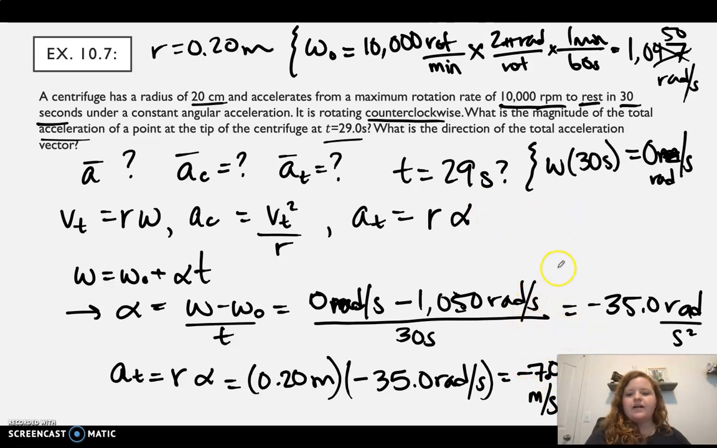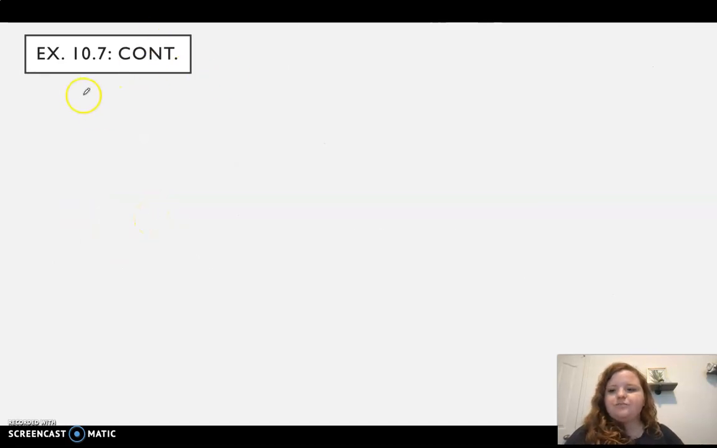Now we need to find our tangential velocity, so v sub t. So we found this guy. We now need to find this one. So let me go to another page. V sub t is equal to r omega. So we need to find omega.